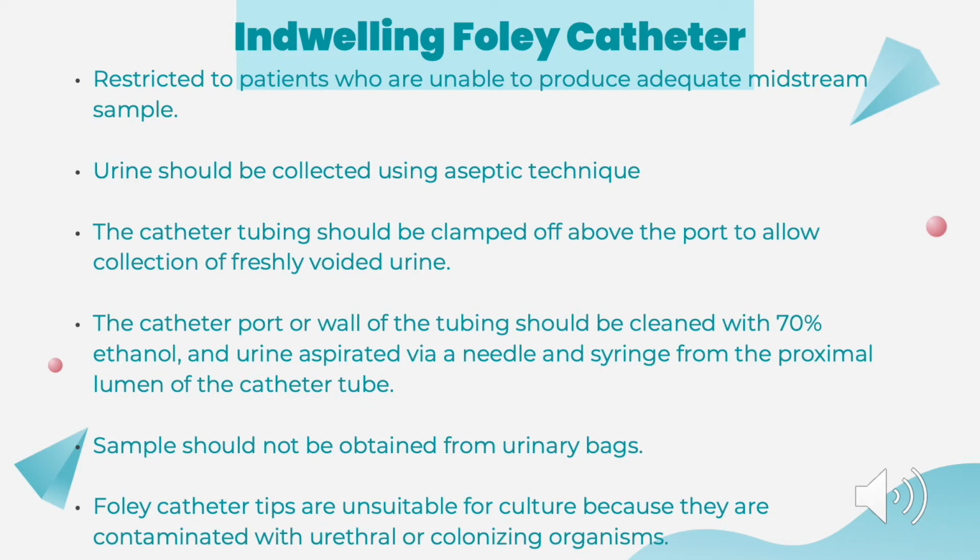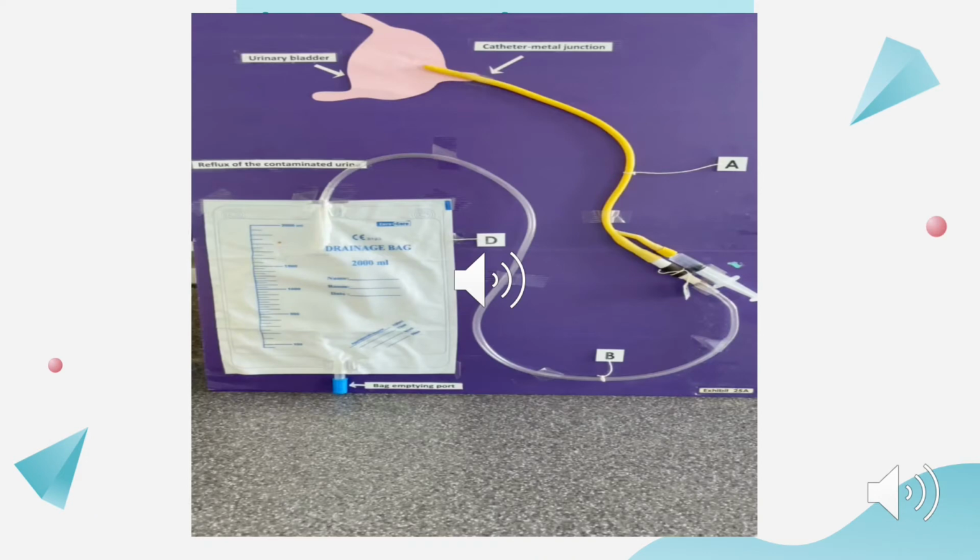The other method is indwelling Foley catheter, which is done in patients who are unable to produce adequate midstream sample, or who are not able to pass urine by themselves. This is done under aseptic technique. The urine is collected from the proximal catheter tube or port via a needle syringe. Urine should not be obtained from urinary bags to avoid contamination. This video shows an example of urine collection from the urinary catheter.